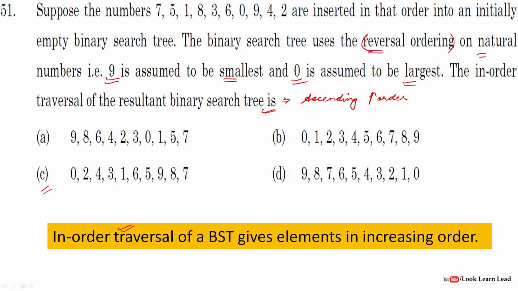If it is given that the binary search tree uses a reversal ordering, it means here 9 should be the lowest number and 0 should be the highest number. So our option would be D, that is 9, 8, 7, 6, 5, 4, 3, 2, 1, 0. This should be the answer because the in-order traversal of a binary search tree gives the elements in increasing order. So D is our answer. Okay, next, move on to the next question.